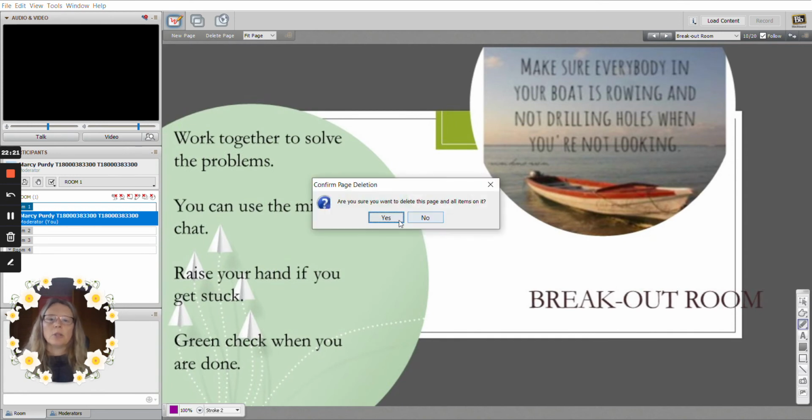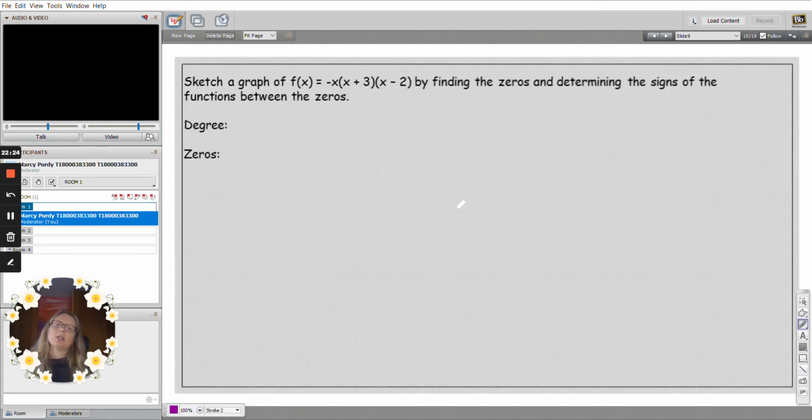So obviously we're not doing breakout rooms. So let's talk about this one. Sketch a graph of f of x equals -x times quantity x plus 3 times quantity x minus 2 by finding the zeros and determining the signs of the function between the zeros. So here's where you're going to look at the degree. Since we have no powers, we just look at the x's. If we were to multiply all three of those, it would be an x to the third. So our degree is 3. So the graph goes in opposite directions on the sides.